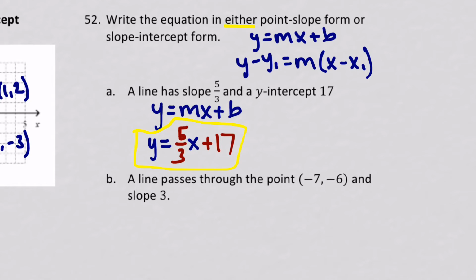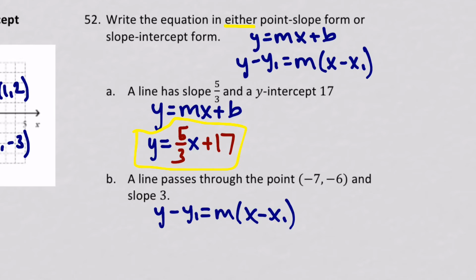Part B. A line passes through the point negative 7, negative 6 and has a slope of 3. So look at the information they give you: a point and the slope. Which form makes sense in this case? Point slope form, right? They give you a point, they gave you the slope, so we're going to use this one right here. Okay, so it will look like this: y minus y sub 1 equals m times the quantity x minus x sub 1.